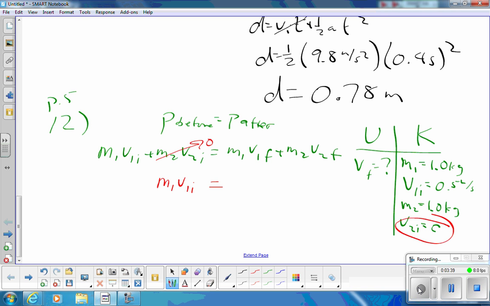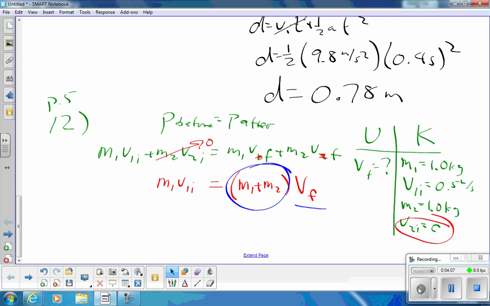On the right, because these two carts are stuck together, they both have the same final velocity. So it's not V1f or V2f, it's just VF. And what that means is I can factor it out, and I have M1 plus M2 in parentheses because I factored out the VF. Conceptually, what I have here is actually one object: one big cart of mass M1 plus M2 times its velocity. I only have one object after the collision, which has the combined mass of the two carts.